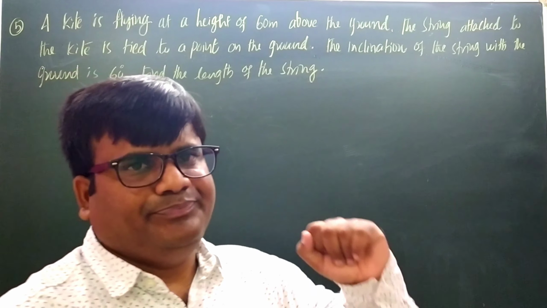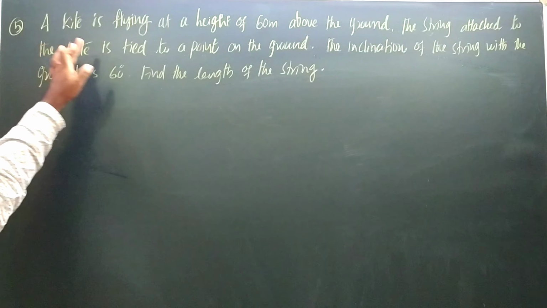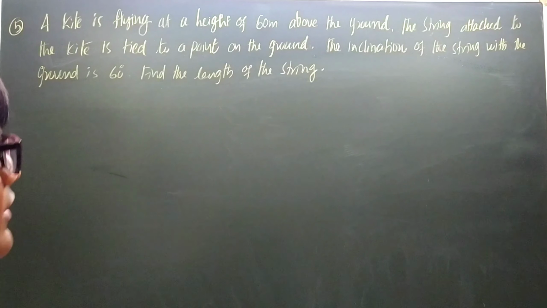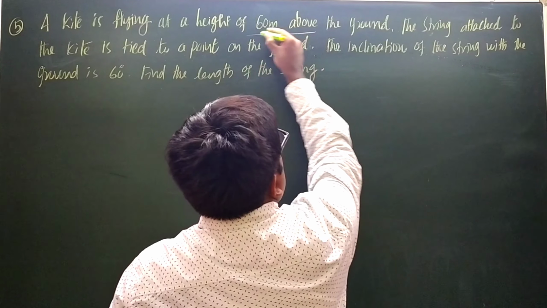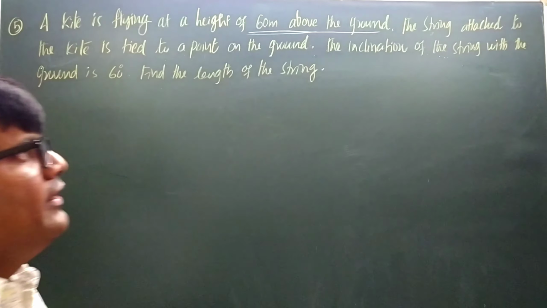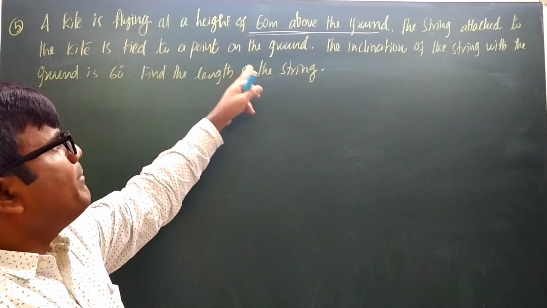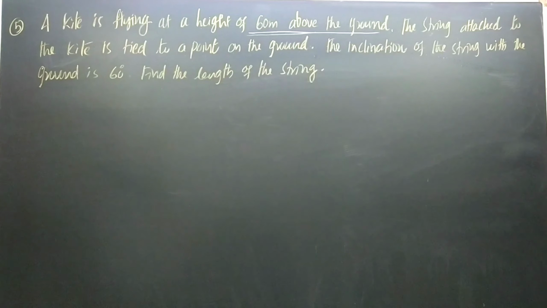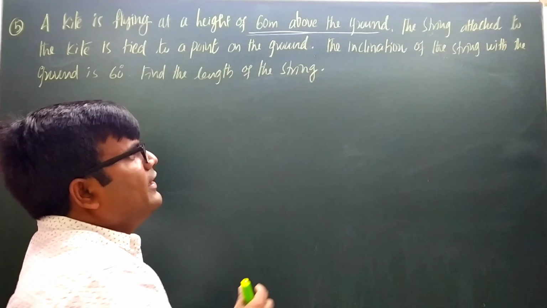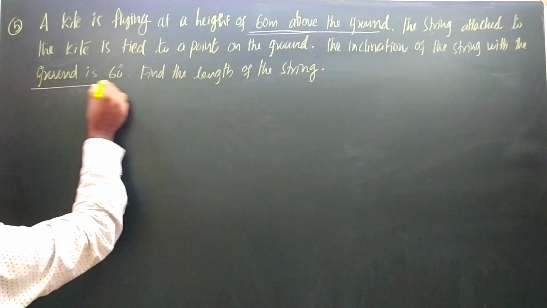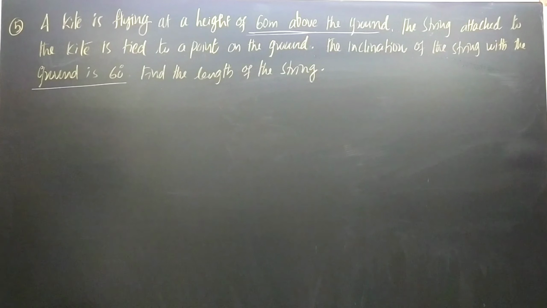Question number 5. A kite is flying at a height of 60 meters above the ground. The string attached to the kite is tied to a point on the ground. The inclination of the string with the ground is 60 degrees. Find the length of the string.